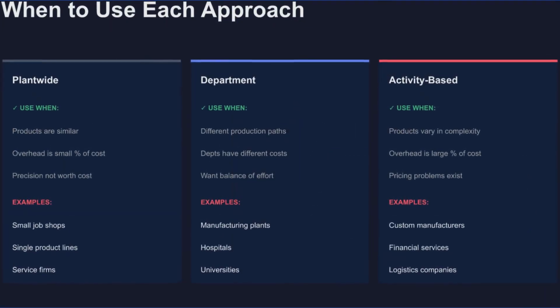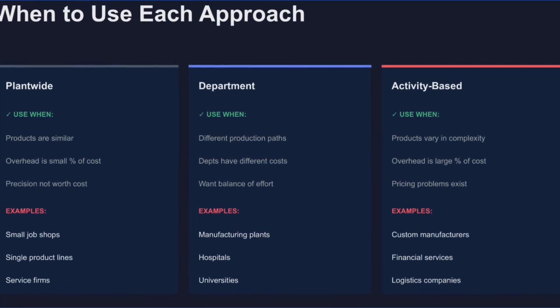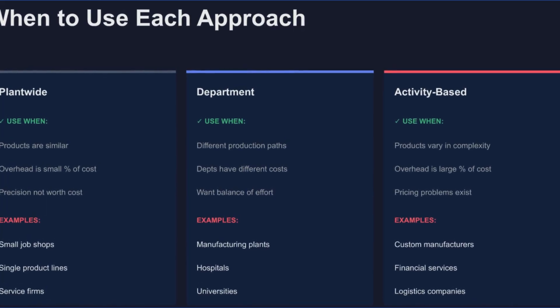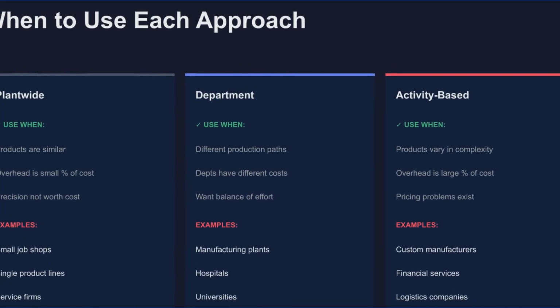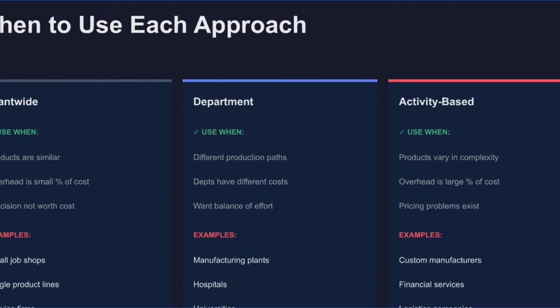Finally, we compare when to use each costing method. Plant-wide costing suits uniform products, departmental costing balances diversity, and activity-based costing works best for complex, variable items. These guidelines help determine the most fitting approach for any business scenario.